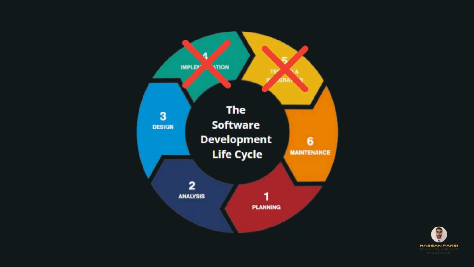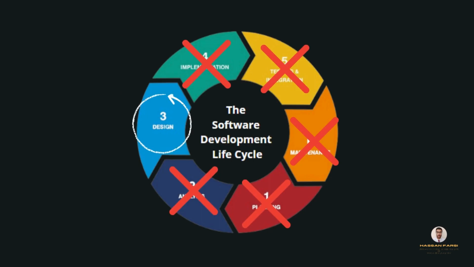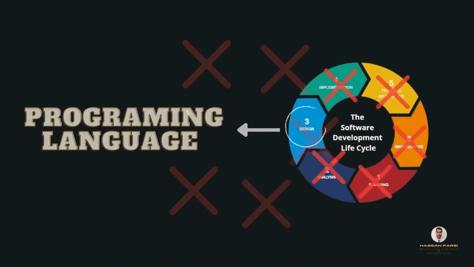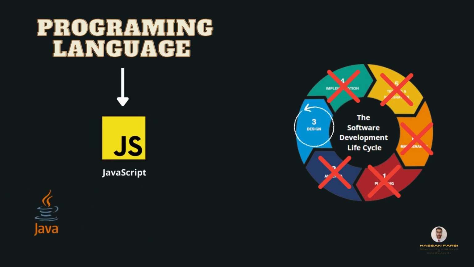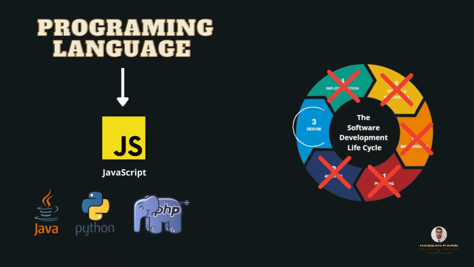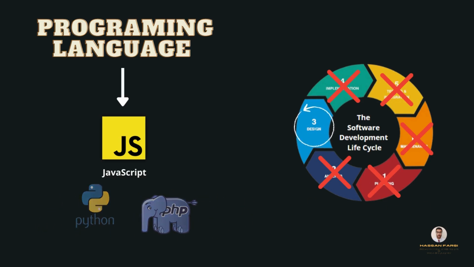For now, let's forget all the things that concern the real development of the application and concentrate only on choosing a programming language. For example, let's choose JavaScript to work with. However, you can always proceed using any language you want, such as Java, Python, PHP, C++, and so on. And that's because the chosen language is not important at this point.